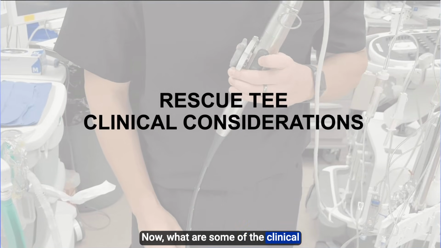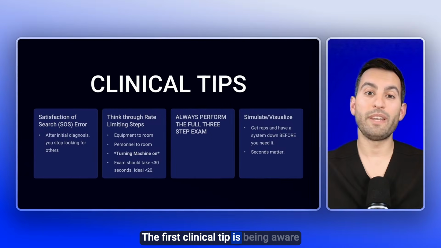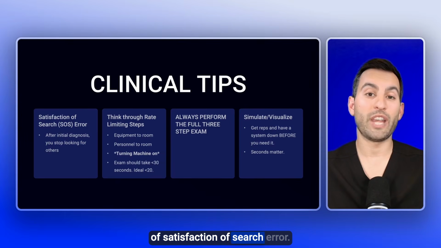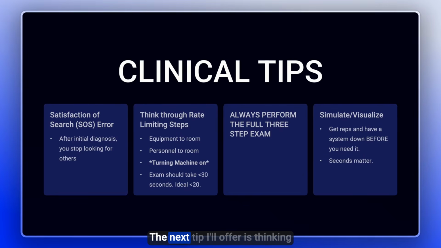Now, what are some of the clinical tips regarding using Rescue TEE? The first clinical tip is being aware of satisfaction of search error. This is where you're looking for the problem, you find your initial diagnosis, and then you stop looking for others. In Rescue TEE, you can have multiple problems at the same time, so don't stop performing your exam when you find one finding.